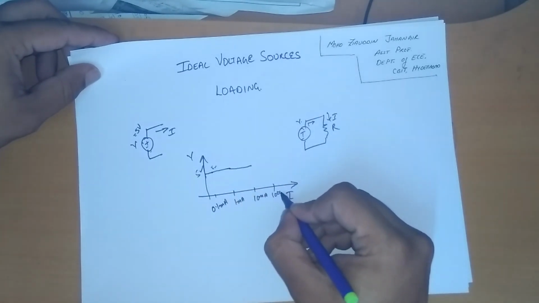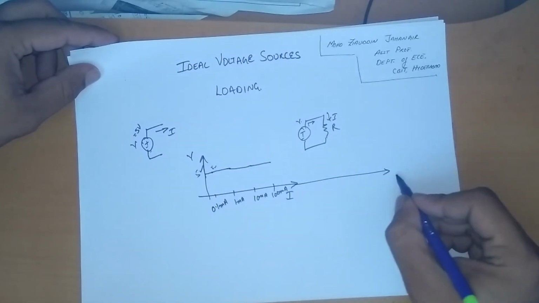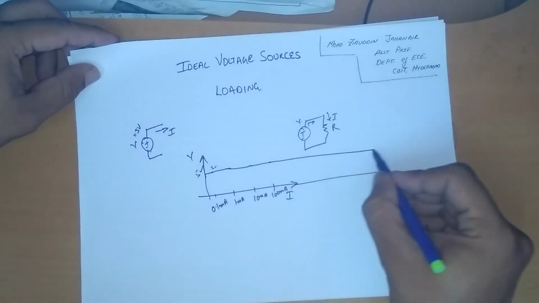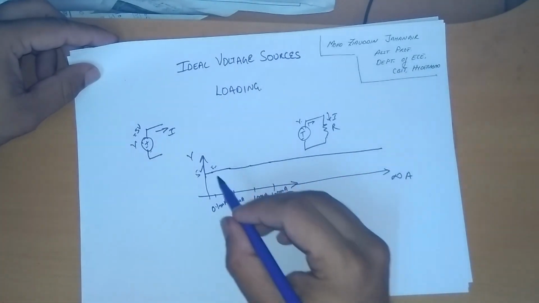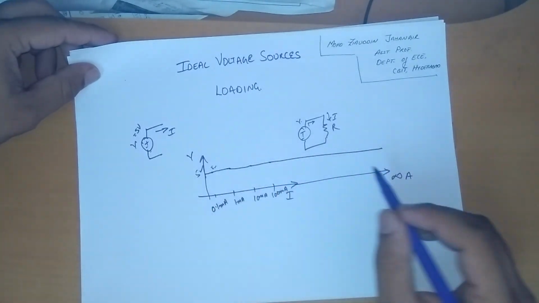If I try to draw 100 milliamperes, even then the voltage should not change. So on and so forth. If I try to draw an infinite amount of current, the voltage should not change. This is what is called an ideal voltage source. This will be the VI graph of an ideal voltage source.